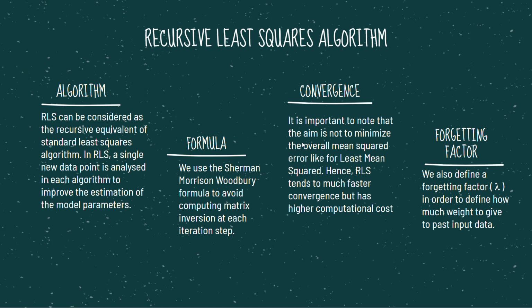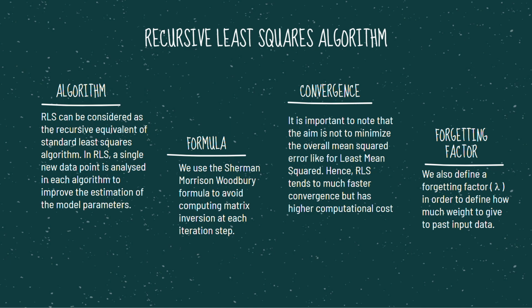Recursive least squares can be considered as the recursive equivalent of standard least squares algorithm. In RLS, a single new data point is analyzed in each iteration to improve the estimation of the model parameters. We use the Sherman-Morrison formula to avoid computing matrix inversions at each iteration step.